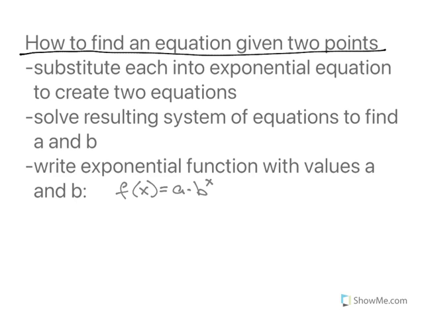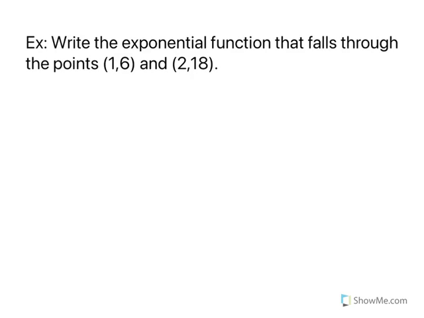So first, we're going to substitute each point into that f of x equals a b to the x equation, because our point will give us x and y. Then we can solve those equations, the system, to find a and b. Once we have a and b, we plug them back into that function, and now we have ourselves our exponential equation. It sounds a little more difficult than it really is when you put it that way. So let's walk through 2 examples.